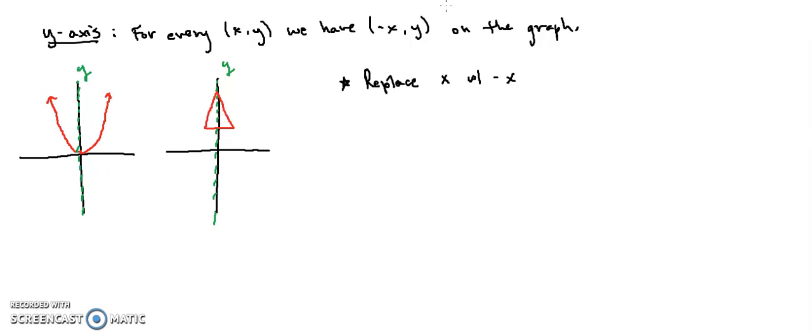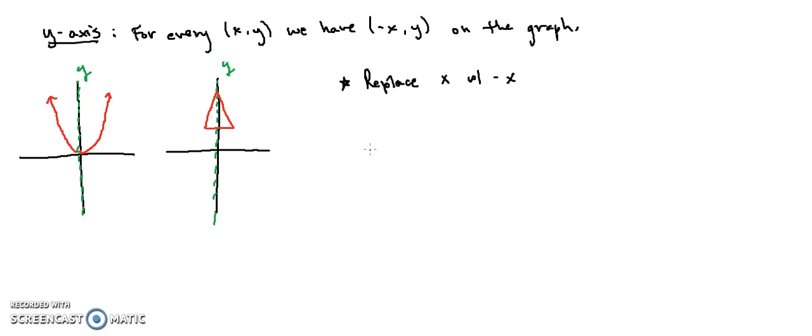All right, picking up where we left off with y-axis symmetry, we know that in order to be symmetric to the y-axis, for every (x, y) there has to be a (negative x, y) on the graph. So that means that we need to replace x with negative x and get the same equation back again. So we've got our two pictures here. Let's look at what happens if we have an equation.